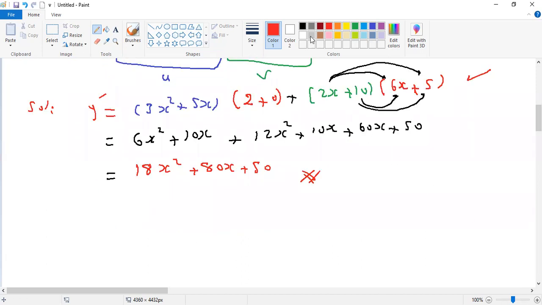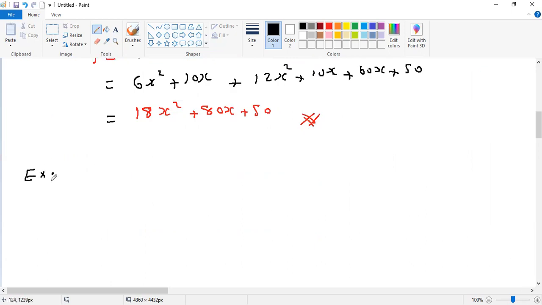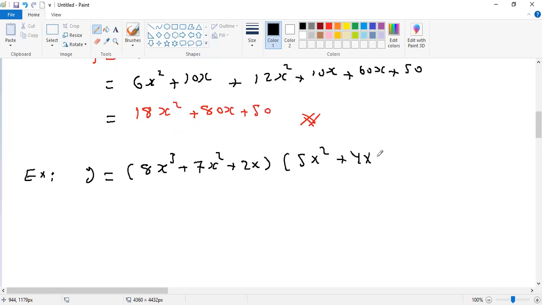Another example, example 2. Let us say y is equal to 8x cubed plus 7x squared plus 2x, multiplied by 5x squared plus 4x plus 20. The question is, I want to find dy dx at, okay, at what? Let us say x equal to something. So how to find the derivative, students?